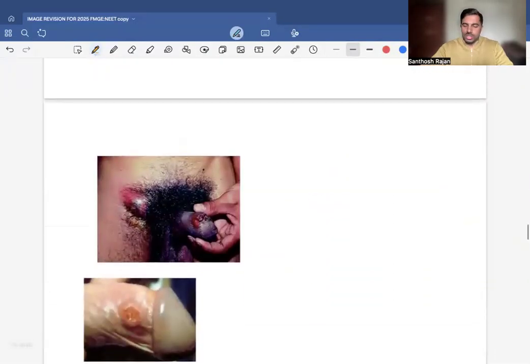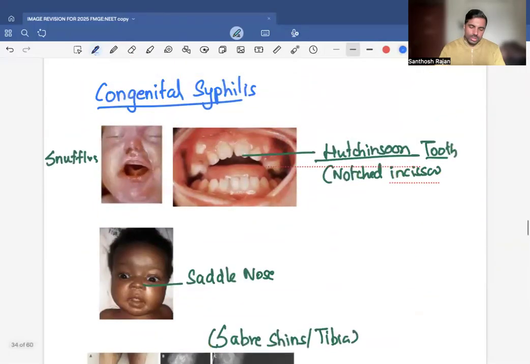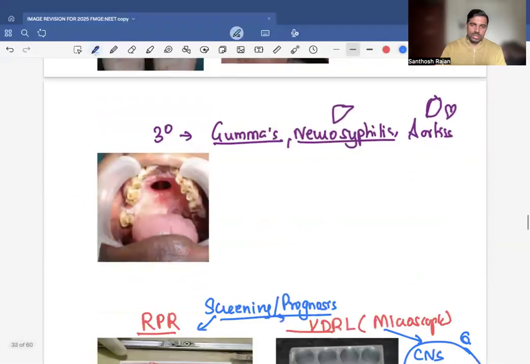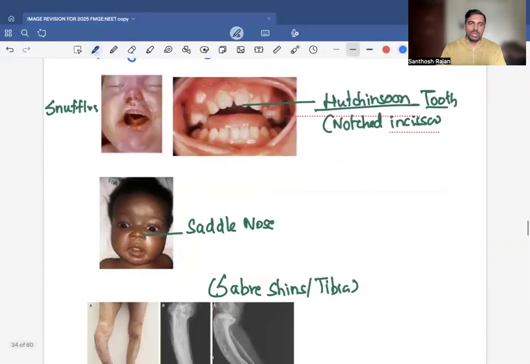Now we're going to another disease. Syphilis was number 65, yes, 65. Now we're going to 66.